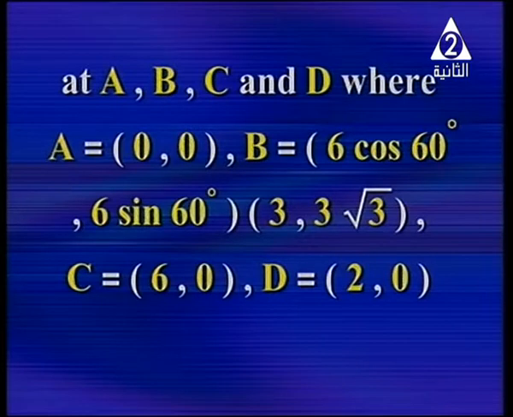at A, B, C, and D, where A is (0, 0), B is (6 cos 60, 6 sin 60), point C is (6, 0) and point D is (2, 0). Remember, for point B, 6 cos 60 equals 6 times half, equal 3. But 6 sin 60 is the y coordinate of point B, equal to 3 root 3, because sin 60 is root 3 over 2, times 6 equals 3 root 3.